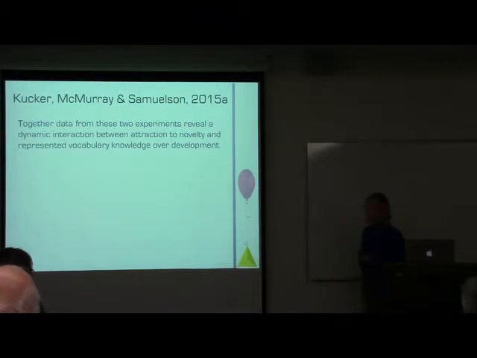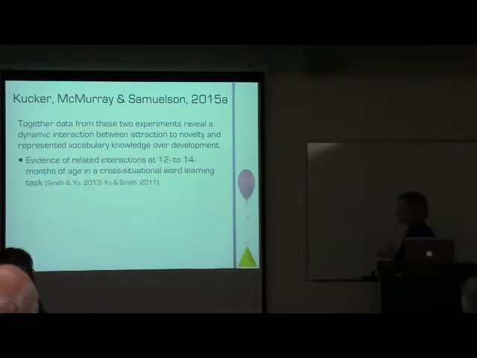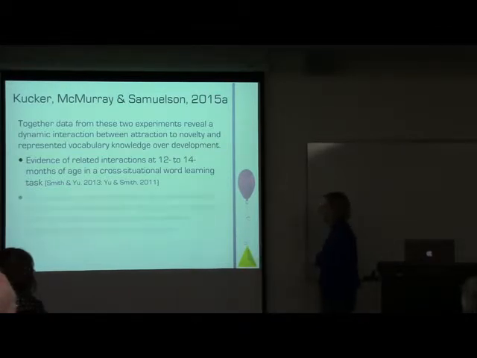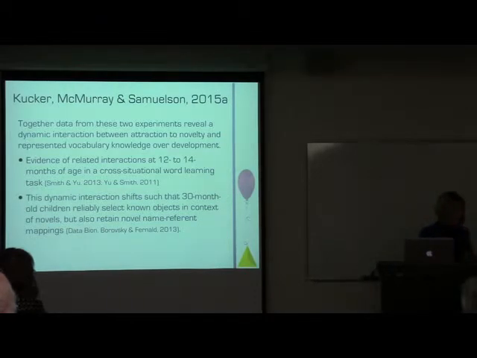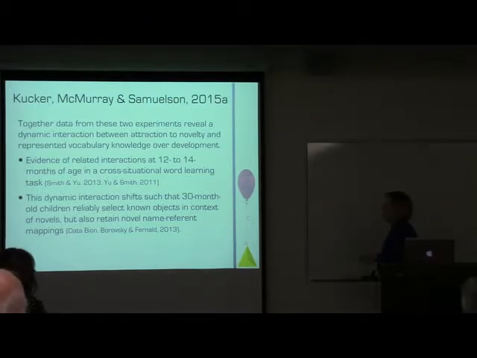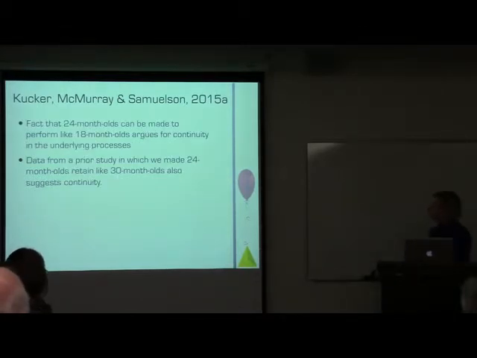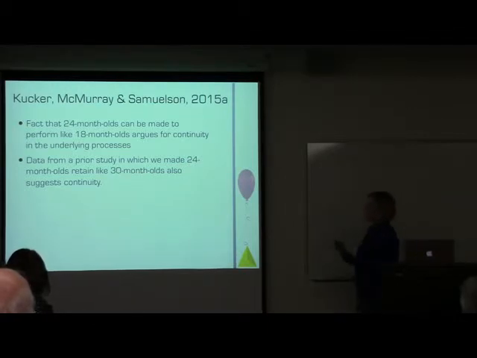Okay? I think together these data reveal a dynamic interaction between attraction to novelty and represented knowledge over development. We see evidence of similar interactions in 12 to 14-month-olds in a cross-situational word learning task. And we actually see that this interaction is continuing to shift through at least 30 months of age and even later, I'm sure, in that 30-month-old children not only reliably select the known objects like 24-month-olds, but they also retain those mappings over a delay. Okay? Now, interestingly, we can get 24-month-olds, as I've shown you, to perform like 18-month-olds. I think that suggests there's some continuity.